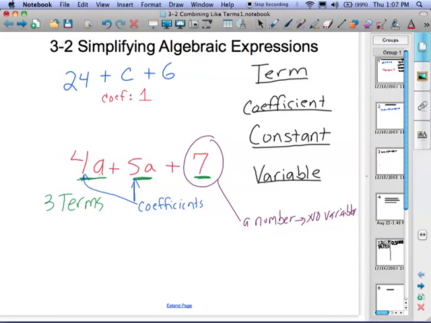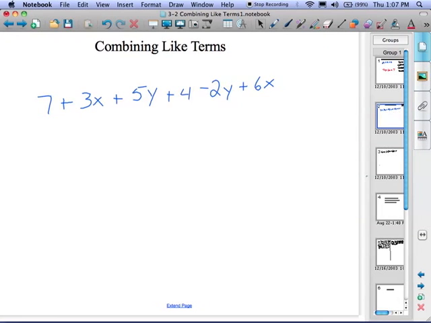I'm not going to test you on them, not going to quiz you on them. However, as we use them in class and discussions and such, I will use these words to describe things. I'm expecting you to begin to use them as well. So that's the first part. The next thing is combining like terms, what this lesson is really about. We have the expression 7 plus 3x plus 5y plus 4 minus 2y plus 6x. Quite a long problem. We're going to attempt to make it shorter.